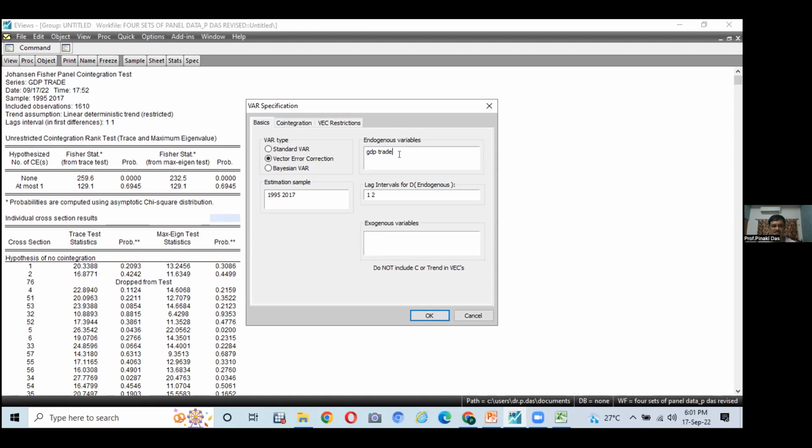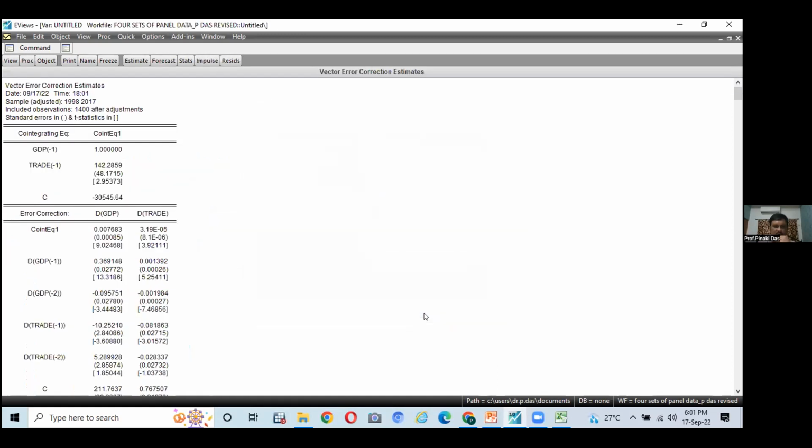The first step is the selection of the variables to understand the short-run and long-run causality. First GDP and then trade. The lag intervals are by default considered by the software as 1 and 2. There is no other selection required. That is the result of the vector error correction estimation. Okay. How can we interpret this result?